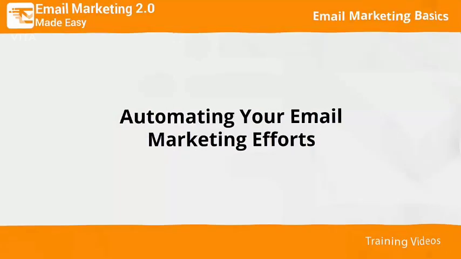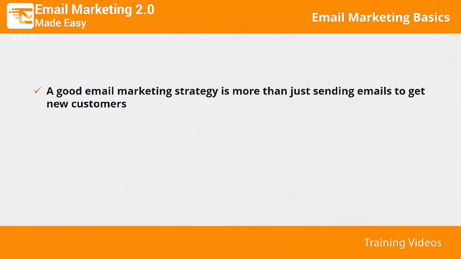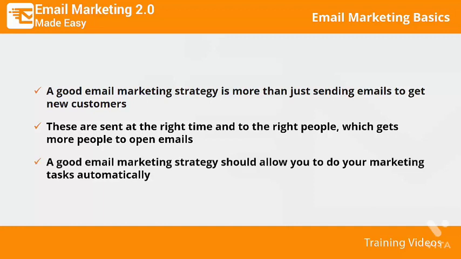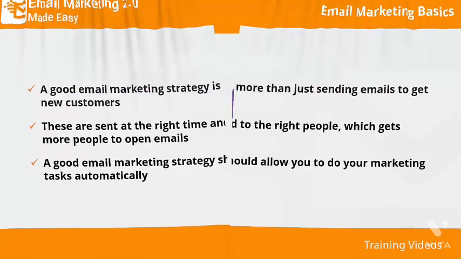Automating your email marketing efforts. A good email marketing strategy is more than just sending emails to get new customers. Smart companies are using automatic email marketing campaigns. These are sent at the right time and to the right people, which gets more people to open emails. A good email marketing strategy should allow you to do your marketing tasks automatically. That way, your campaigns are working all the time and thus make more money.